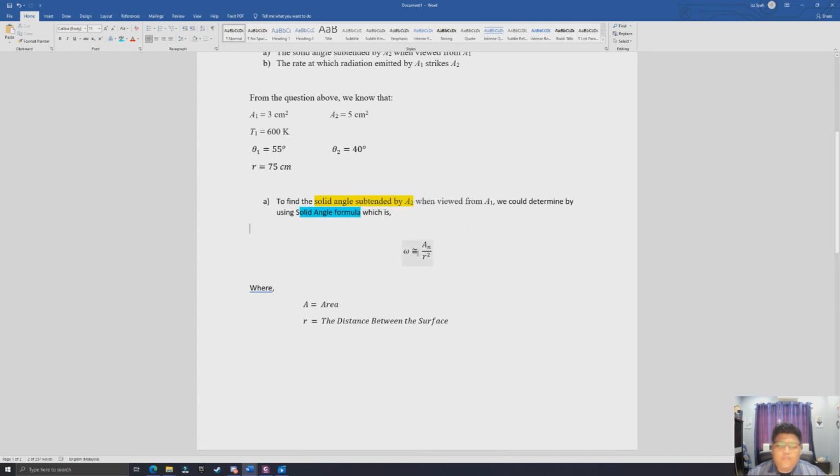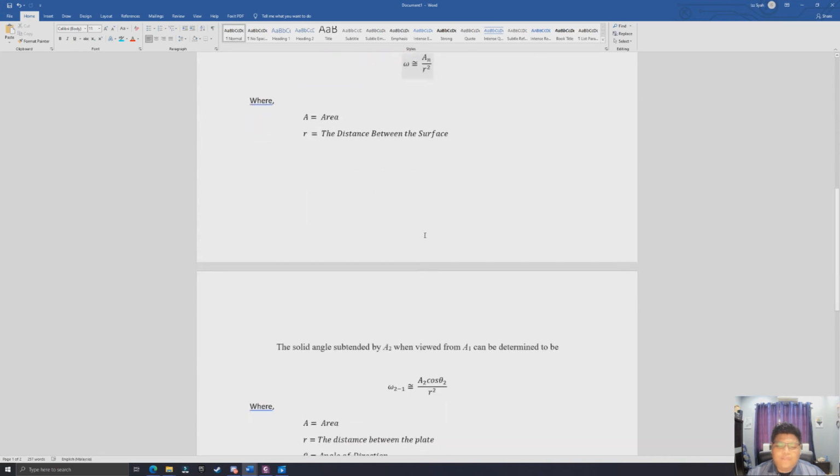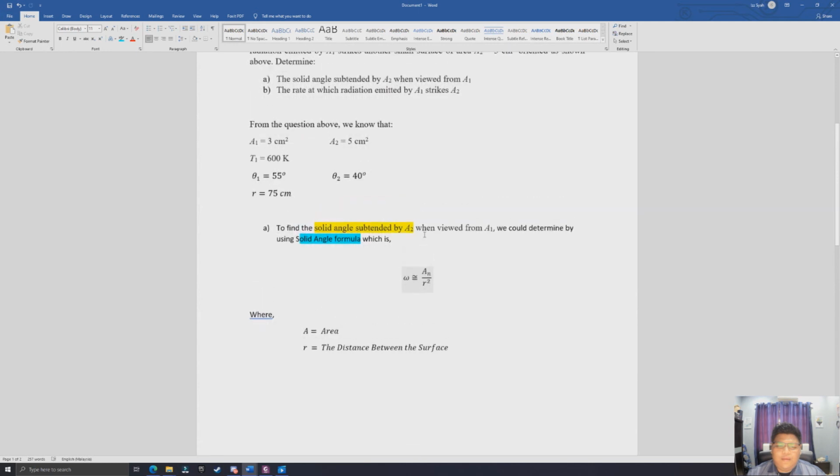This is the solid angle formula, where A is the area and r is the distance between the surfaces. For the question above, the question asks about the solid angle subtended by A2. Focus on this A2.